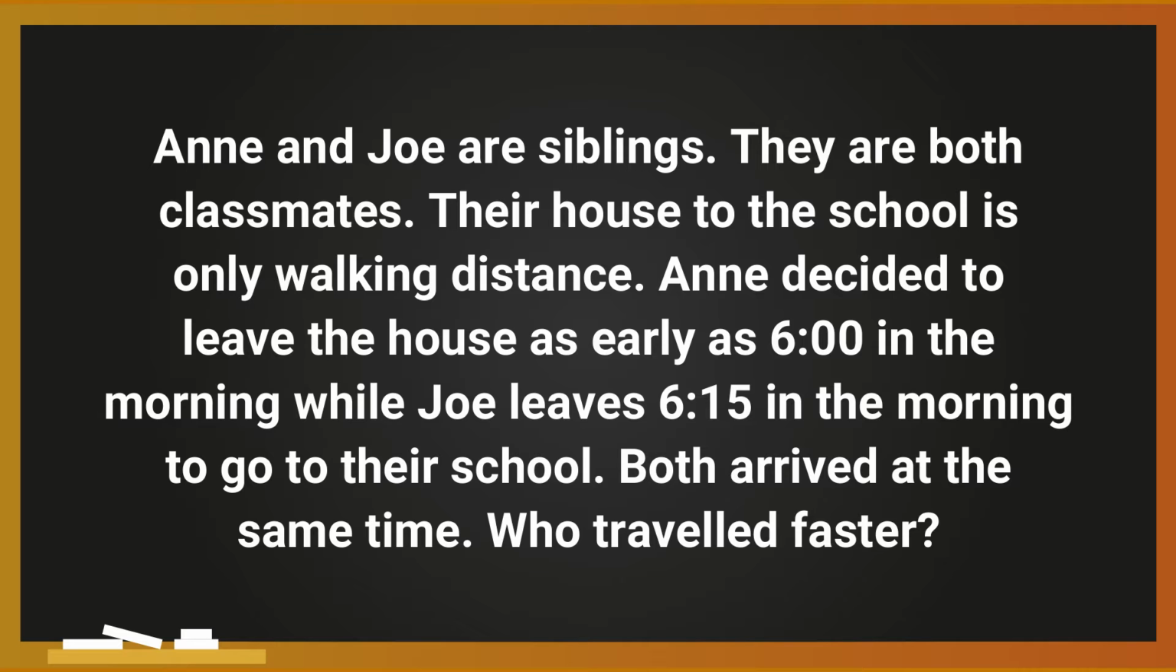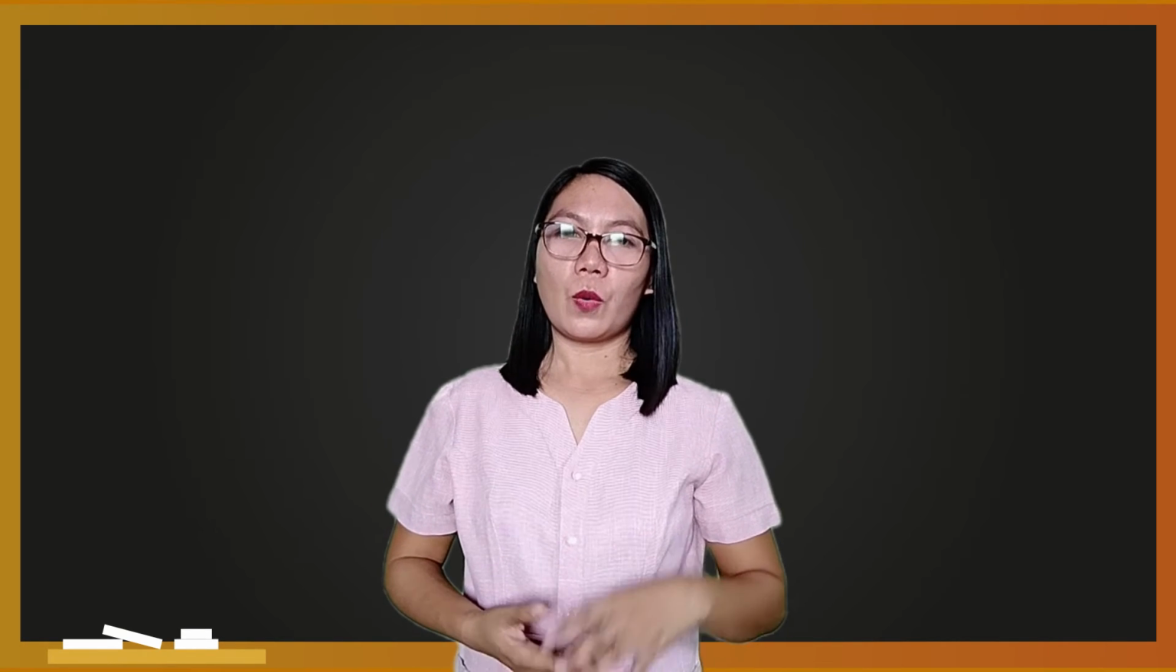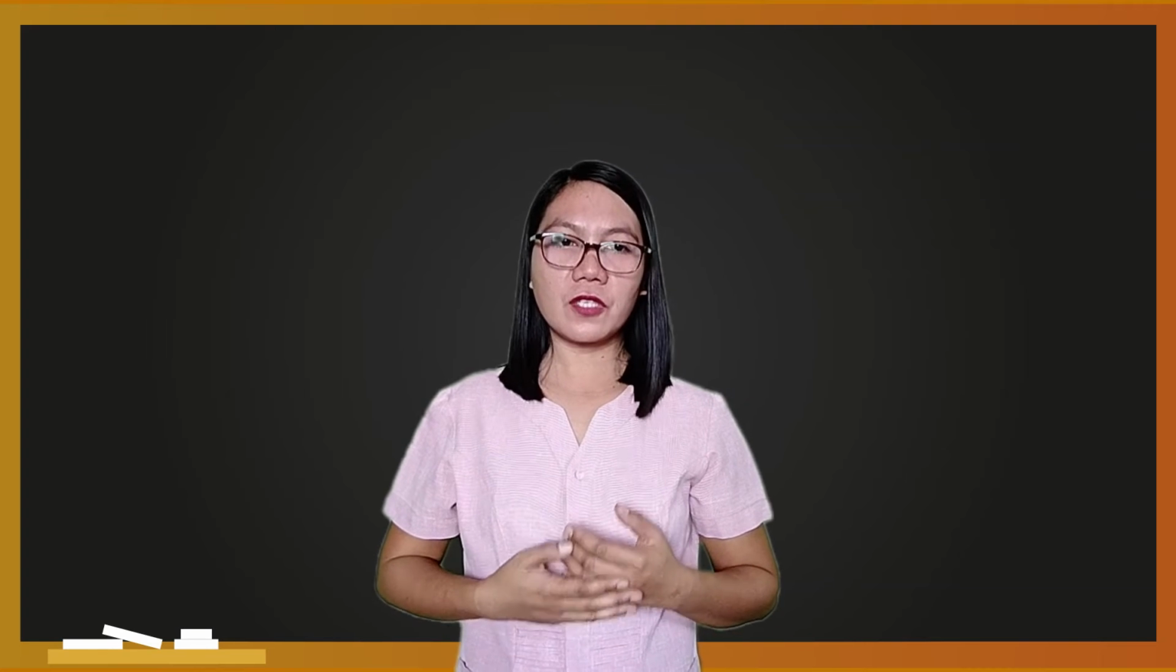Yes, you are right. It's Anne who travels faster. Why? Because he travels the lesser time than Anne. Why do you think that Joe has a lesser time? It's because of his speed.